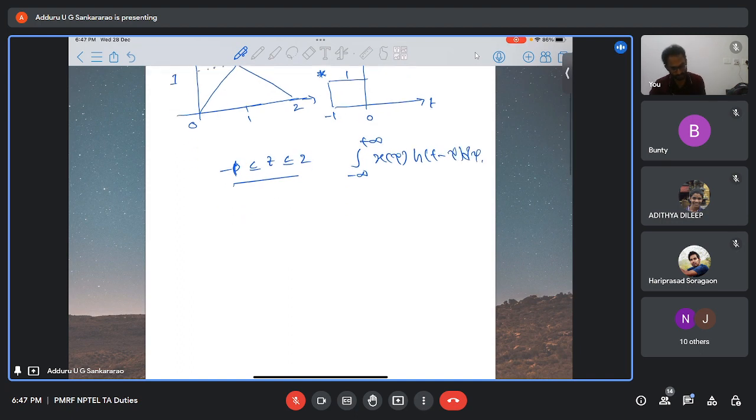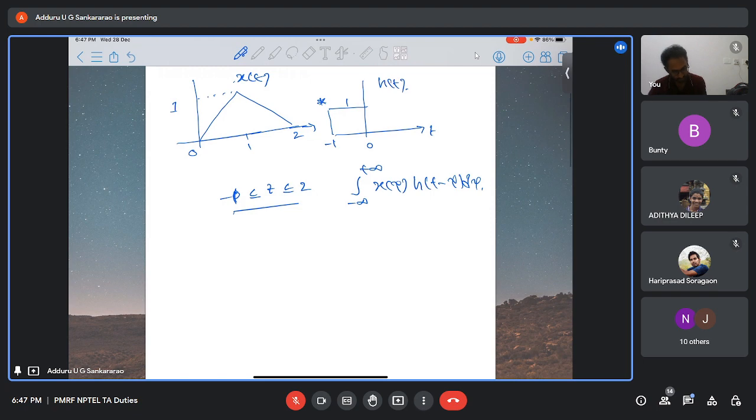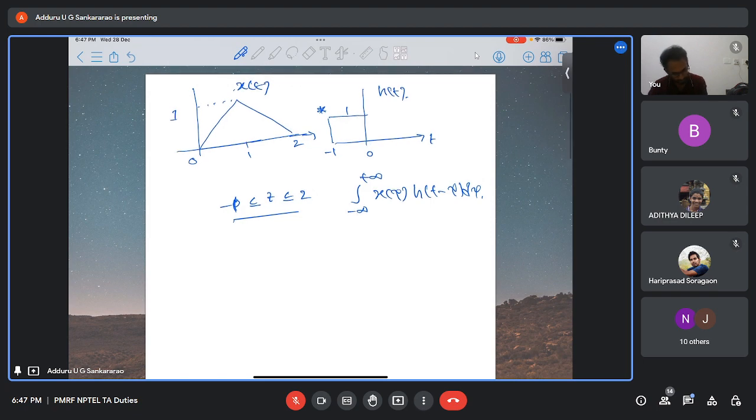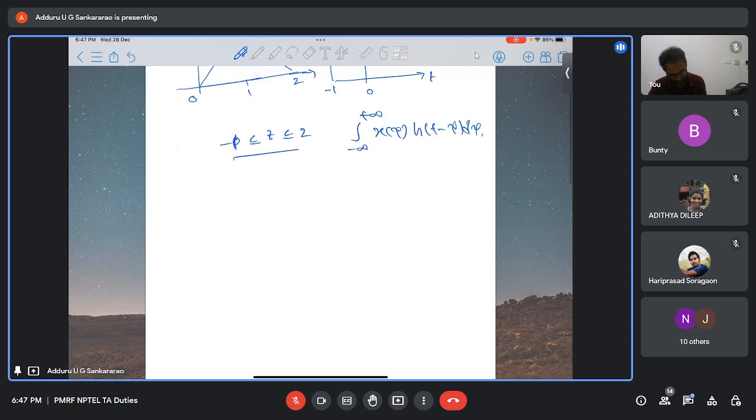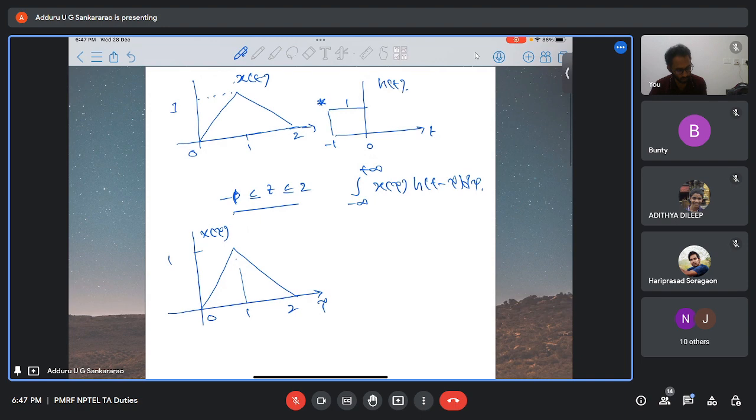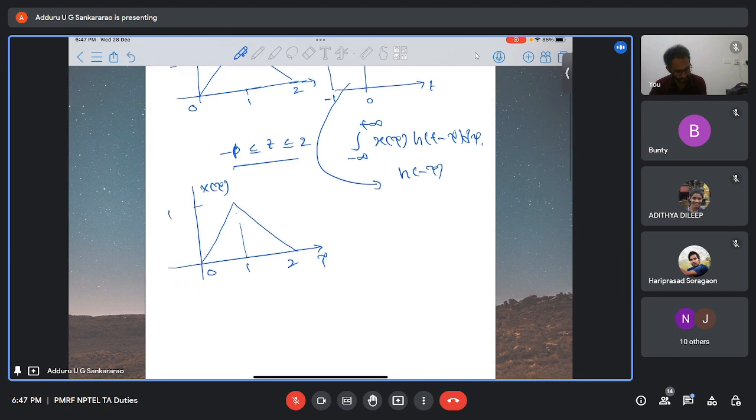That means x of tau you need to calculate. This is x of tau, the same thing, but the axis you need to change to tau: 0, 1, 2. This is x of tau. Now h of t minus tau. How to get h of t minus tau? First you find h of minus tau, then add t to it, right?